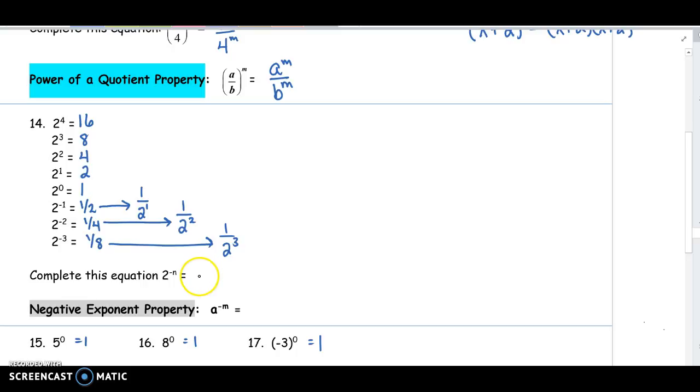So the rule here is negative exponents move. Negative exponents take the reciprocal. 2 to the negative n is 1 over 2 to the n. So the true rule is, the negative exponent property says a to the negative m equals 1 over a to the m. Now up in this space, I'd like you to write that again bigger. A to the negative m equals 1 over a to the m.